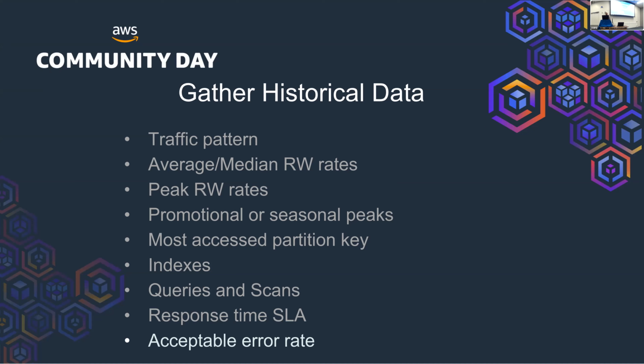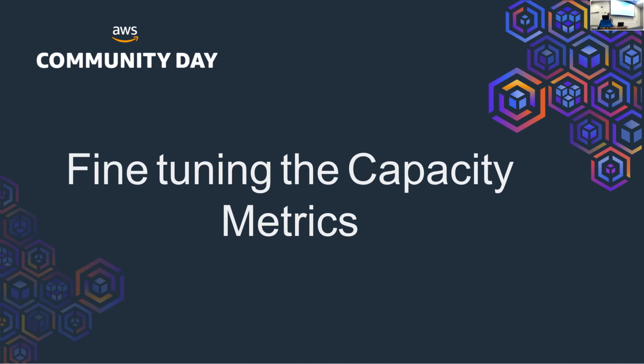Acceptable error rates. Again, you have to understand what your response time SLAs are for a lot of our applications. We can still tolerate a little bit of throttling, but we have to make sure that those errors are handled by the application. And again, it's more evolutionary for DynamoDB, so you don't have to get it perfectly right. You can actually evolve as long as you have proper monitoring and alerting in place.